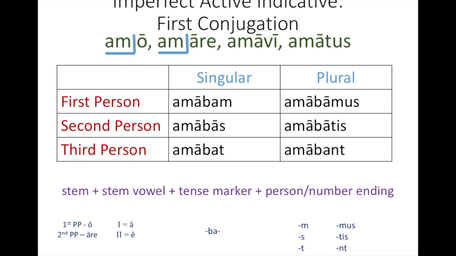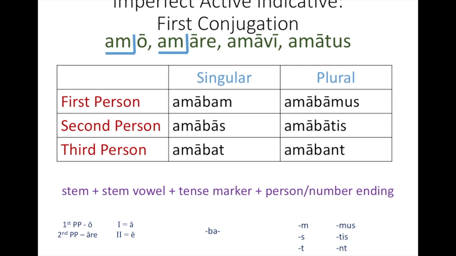Notice that there is a slight difference for your first singular. Instead of o, it is an m. And m is also an appropriate ending for first person singular verbs. So altogether, we have amabam, amabas, amabat, amabamus, amabatis, amabant.